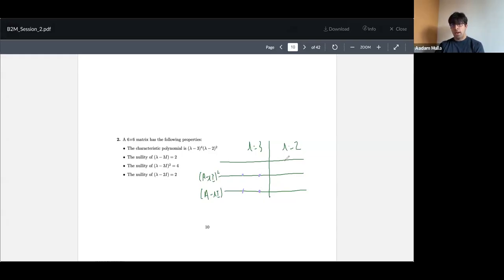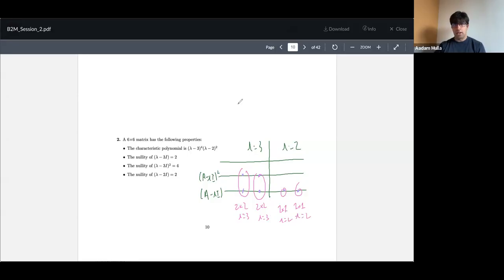And then the nullity of A minus 2I. So now I'm completely resetting into a new situation. The nullity of A minus 2I equals 2. So 2 blocks down here. Okay. So then you can see my final Jordan form will be a 2 by 2 with lambda equals 3, another 2 by 2 with lambda equals 3, then a 1 by 1 with lambda equals 2, and then one more 1 by 1 with lambda equals 2.